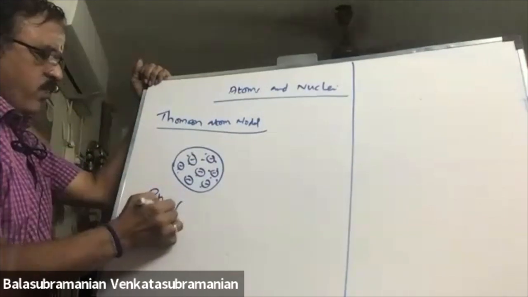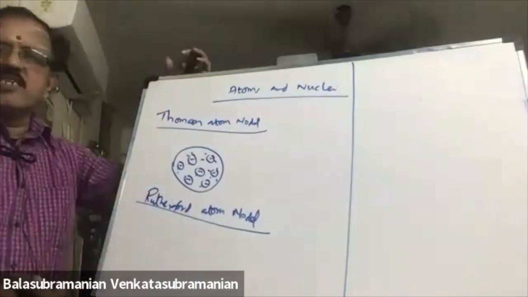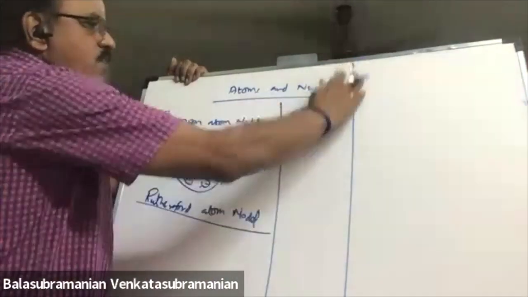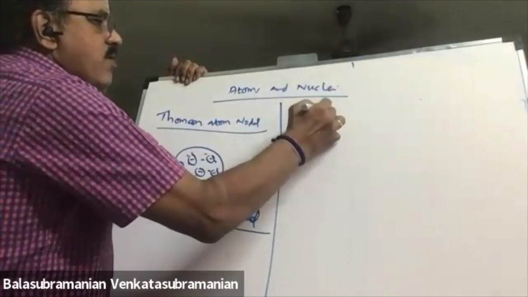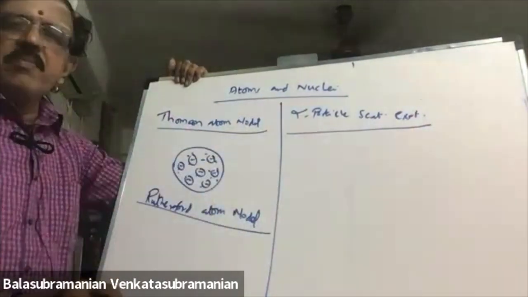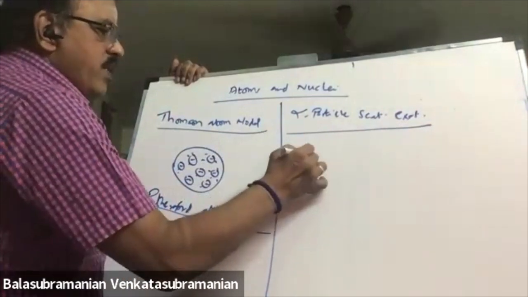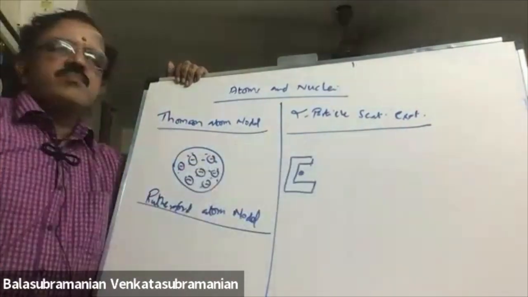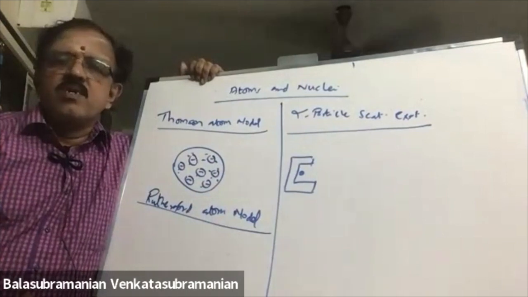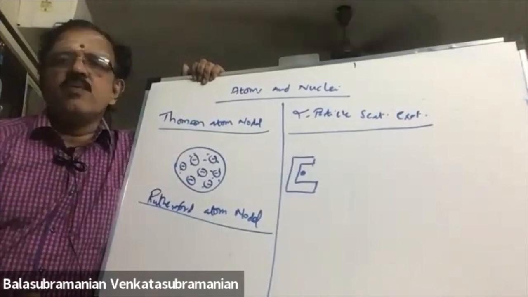Next is Rutherford atom model. Age-old, experienced scientist Rutherford. He initiated the idea of alpha particle scattering experiment. What is the meaning of alpha particle scattering experiment? What for he has introduced this experiment first? He wanted to prove there is one thing present called nucleus. A positively charged core is present inside the atom. He only initiated the idea.